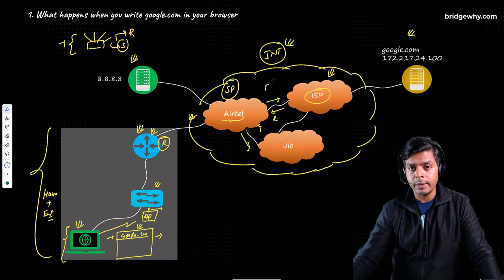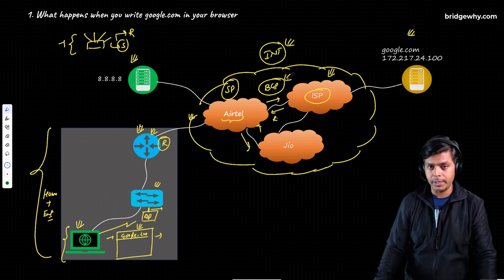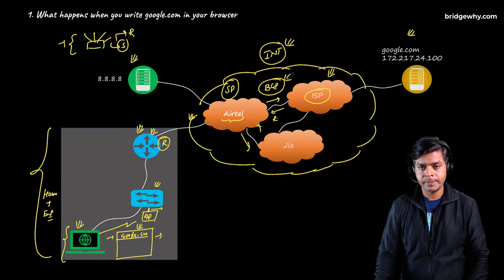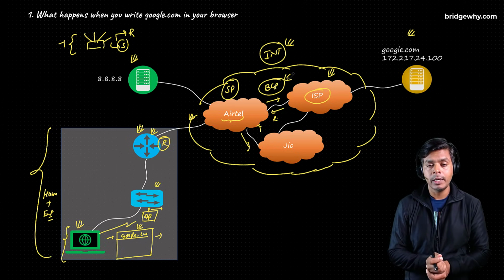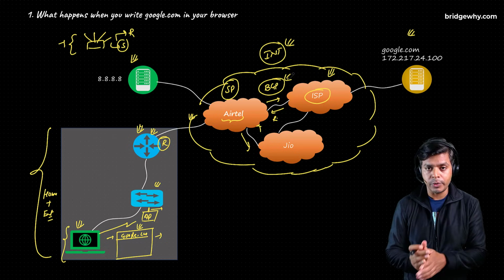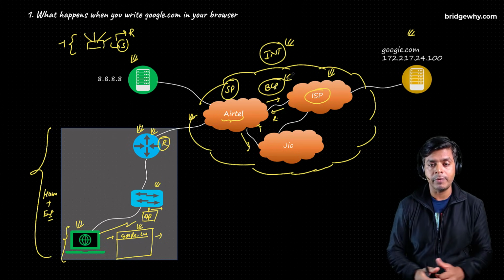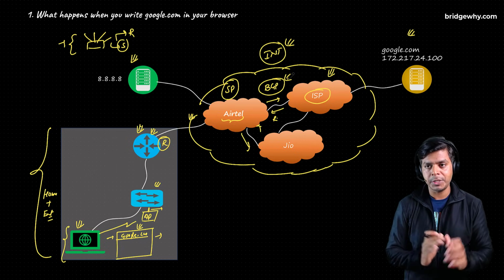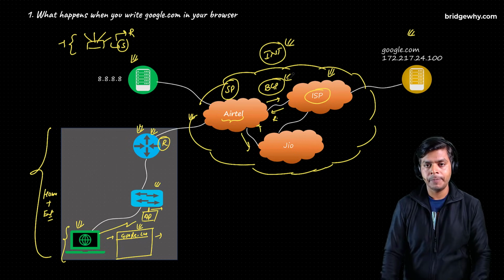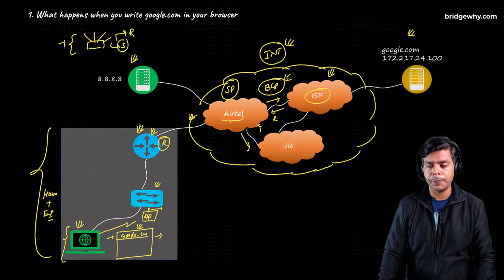Mostly between service providers, we use Border Gateway Protocol, which is BGP, because these service providers have many routes and we need different kinds of policies. If you do not understand BGP, do not worry about it. My website has a course on BGP also. If you would like to have it, it is I think 20 hours of course, and it would be more than enough for you.